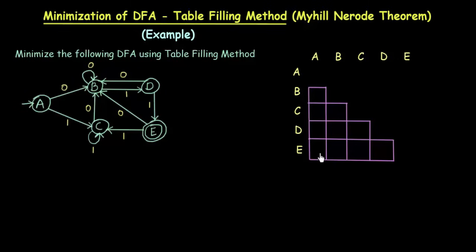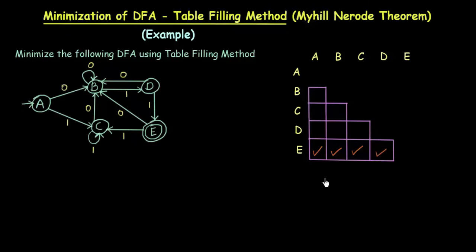And come to this, this is EA, E and A. E is a final state and A is a non-final state. So this kind of pairs are the pairs we should mark. So let me mark this pair EA and then check the next pair EB. E is a final state and B is a non-final state, so I have to mark EB as well. And this is EC. E is a final state and C is a non-final state, so I have to mark EC. And this one is ED. E is a final state and D is a non-final state, so I mark ED as well.